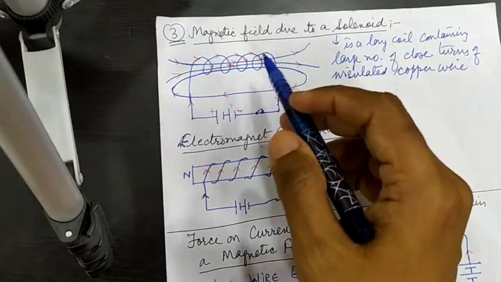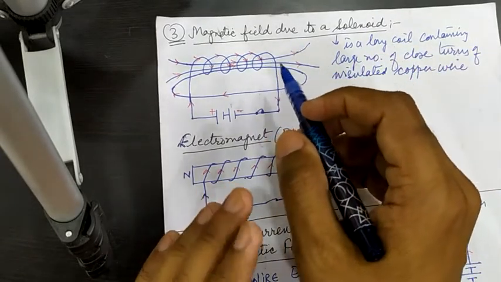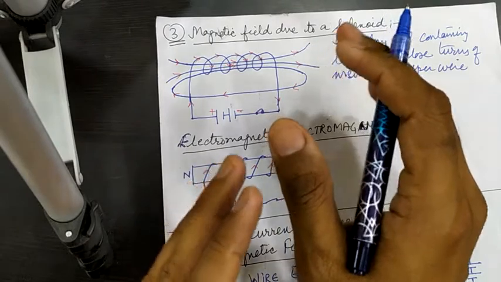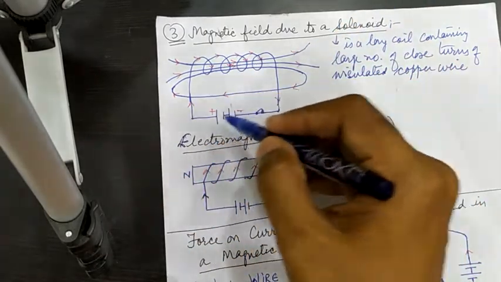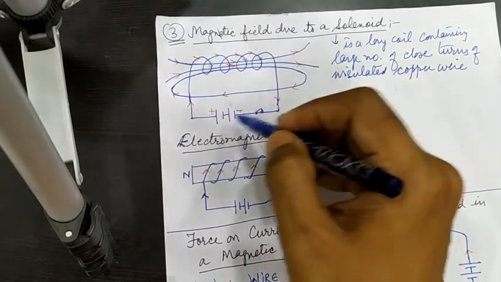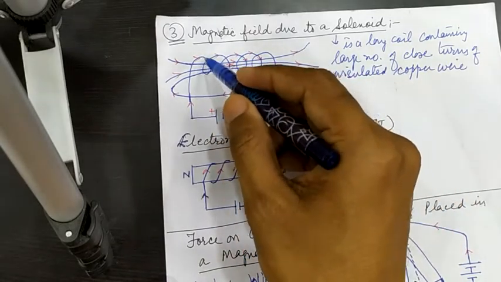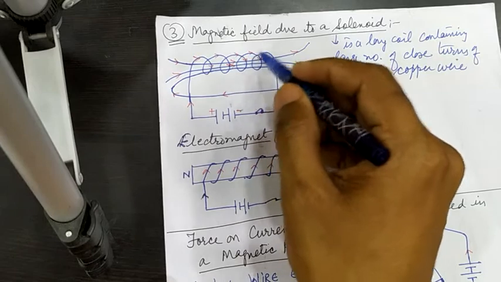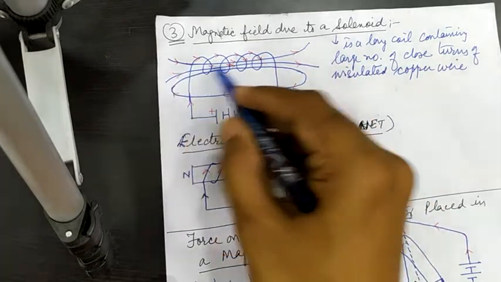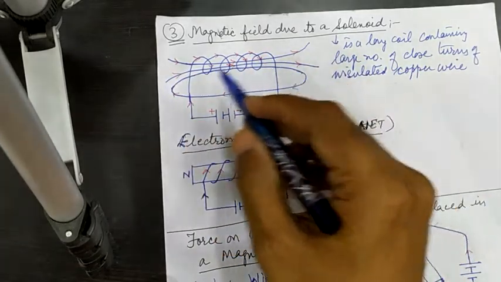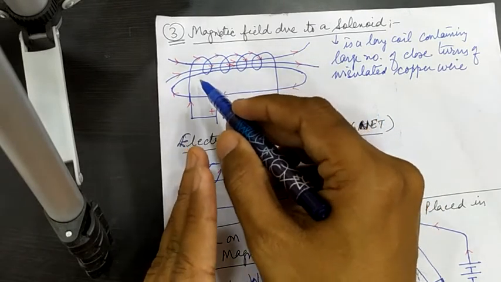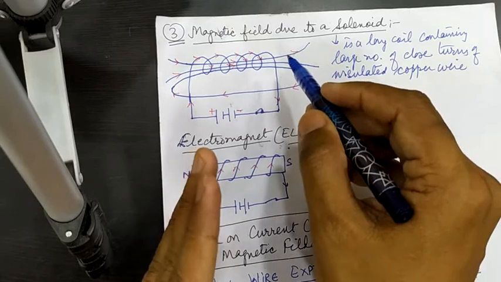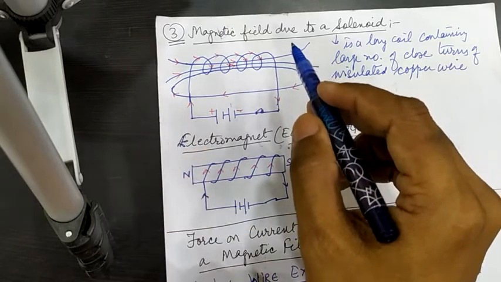The magnetic field produced by a current carrying solenoid is similar to the magnetic field produced by a bar magnet. Here you can see a battery has been attached, and this is a solenoid, and current is passing through it. So some magnetic field has been induced there. One end of the current carrying solenoid will behave like a north pole, and the other end will behave as a south pole.